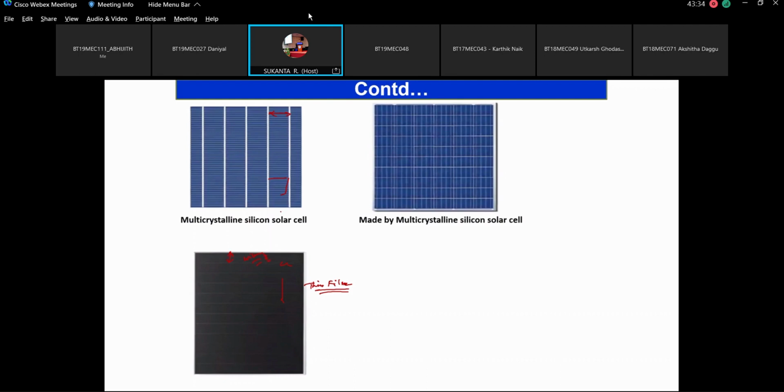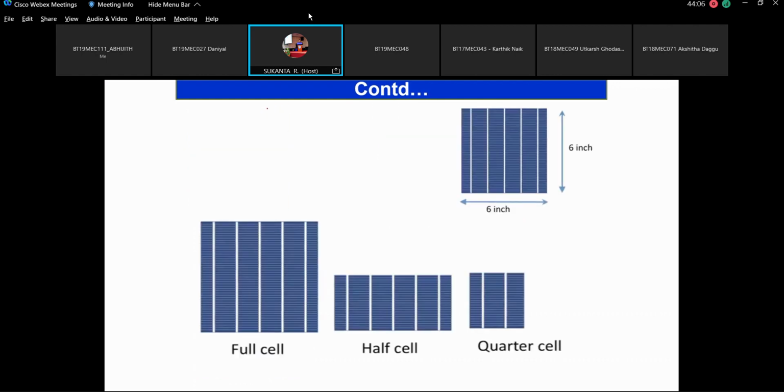But this kind of cell, we cannot carry it easily, as it is not flexible. If we compare this one with the thin film based solar cell, you can make it any size also. There are some standard sizes, like 6 inch by 6 inch or 1 feet by 1 feet, by cutting those cells.